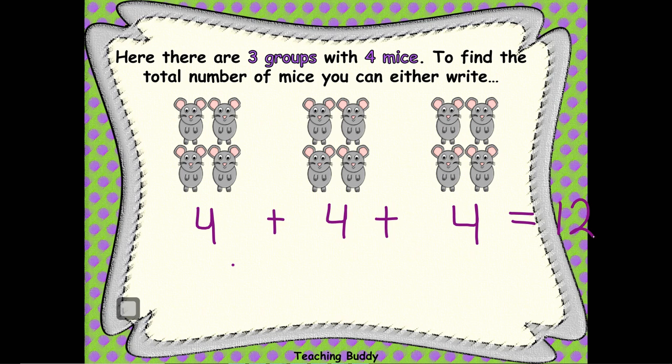Another way we can write this is I have 4 mice, and I have 1, 2, 3 groups. 4 times 3 equals 12, okay?